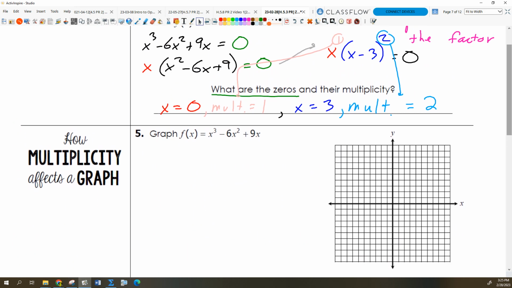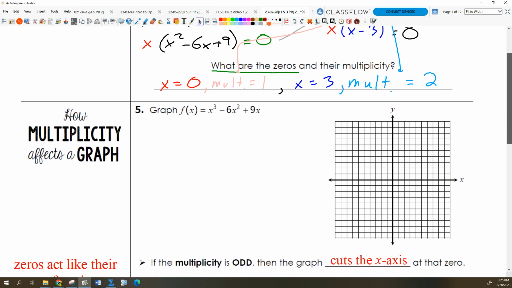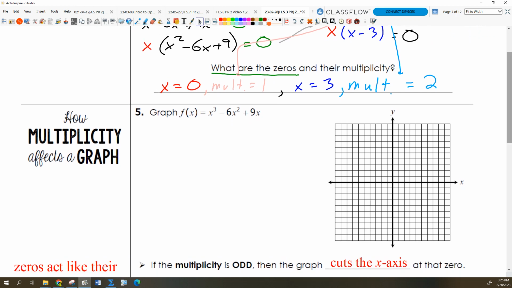So if I wanted to graph this thing then, well, I've got it factored. Okay, well then what's that tell me? So I know that I would have one x-intercept at 0, and one x-intercept at 3. And what's my end behavior going to be? Show me what that picture is going to look like. Or just describe it.